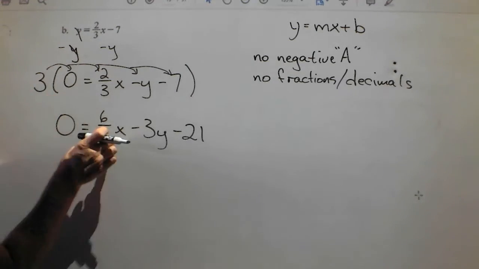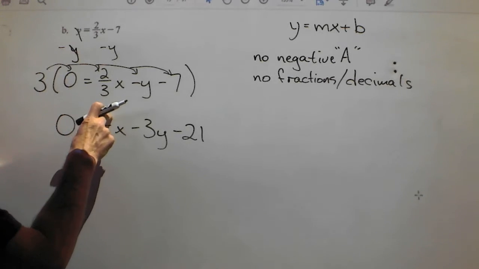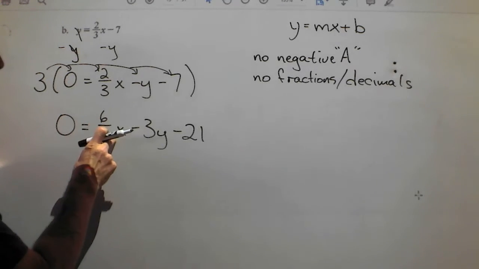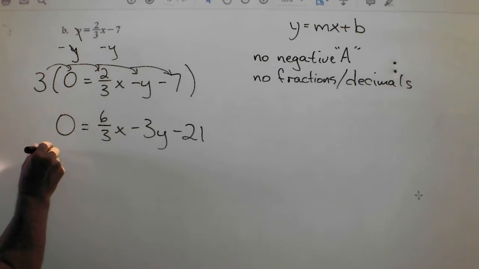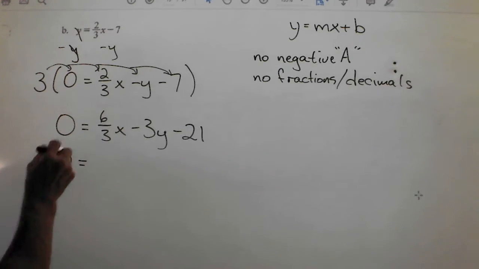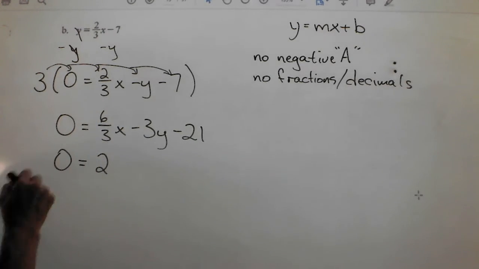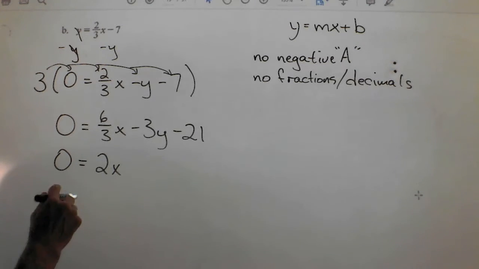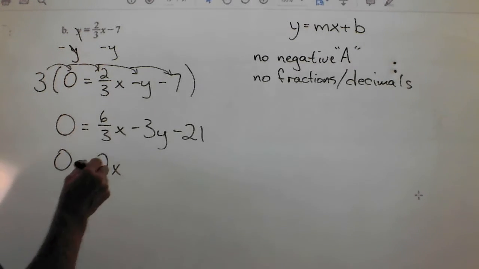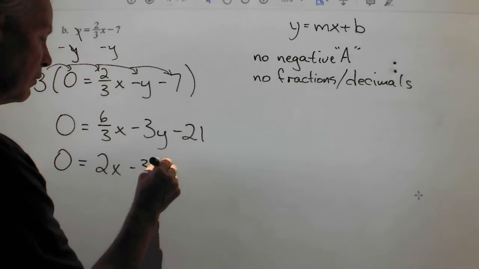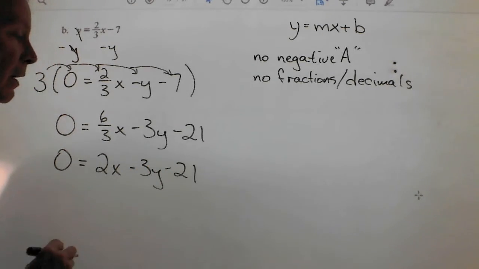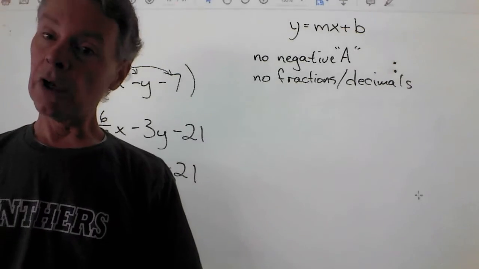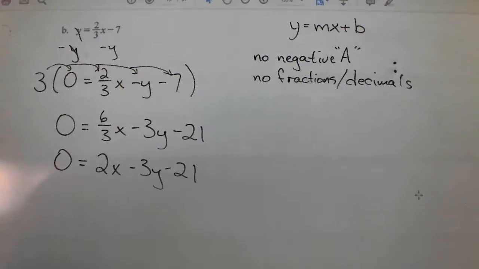The reason for doing this is to give us a numerator that we can simplify with our denominator to give us a whole number. 6 over 3 simplifies to 2, and that gets rid of our fraction. So 2x minus 3y minus 21. And again, we are done. Moving right along.